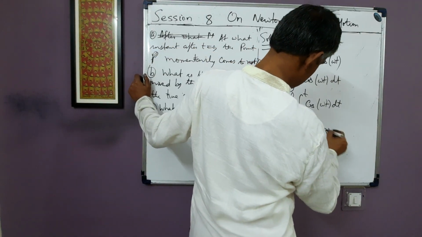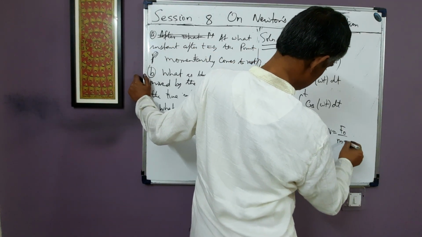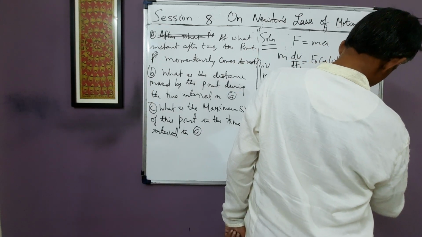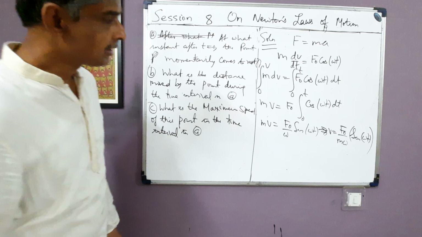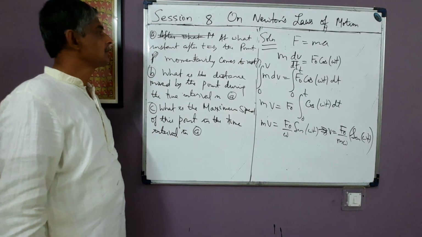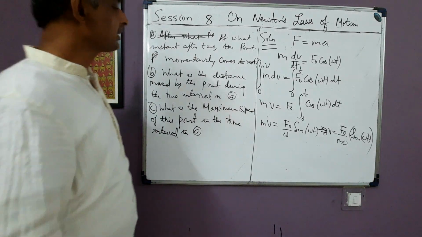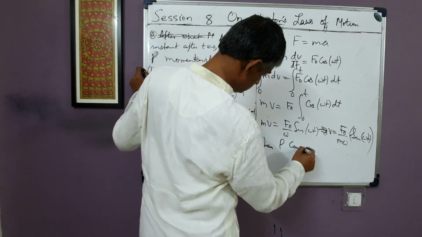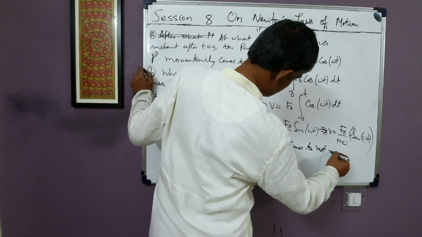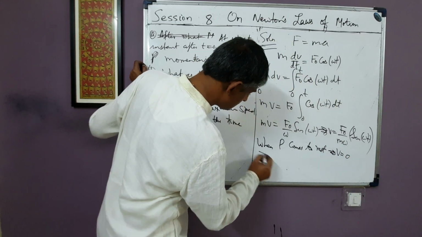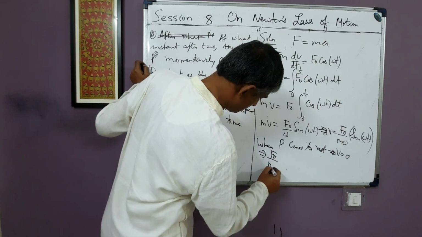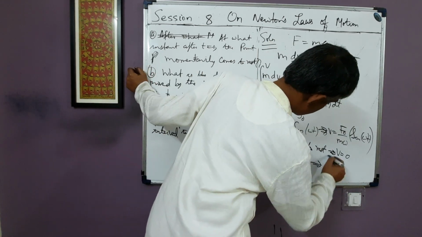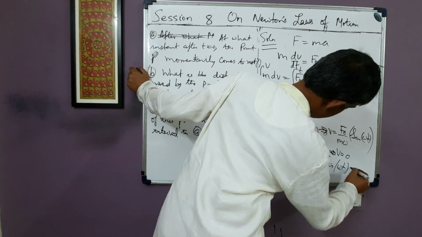This means v is equal to F naught by m omega sine omega t. Now it is asked after what instant after t equals 0 the point momentarily comes to rest. So when P comes to rest, v becomes 0. This implies F naught by m omega sine omega t is 0, which implies sine omega t is 0.